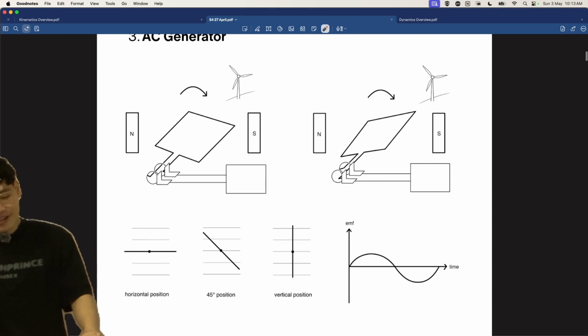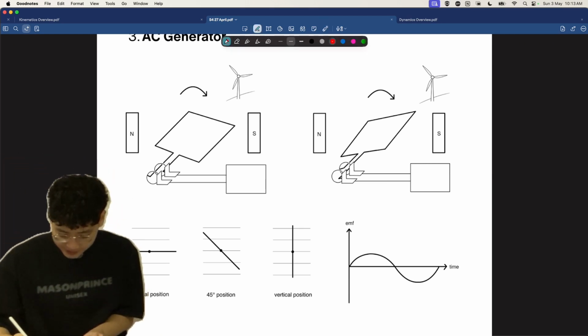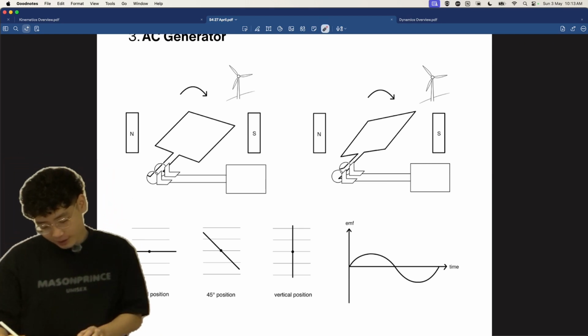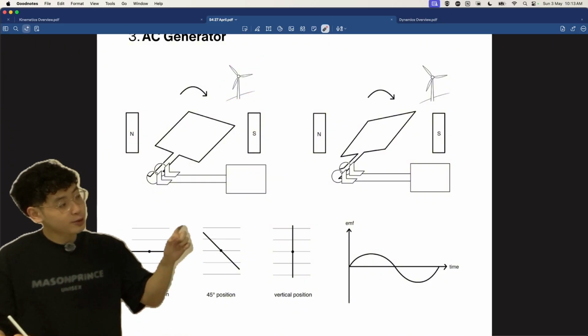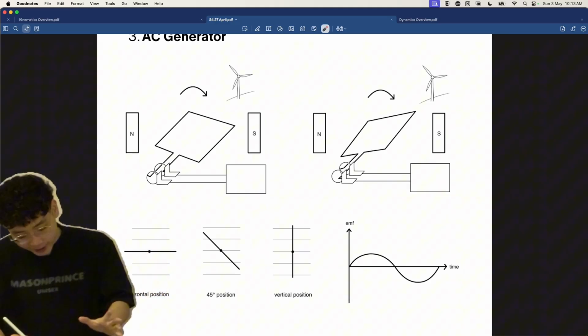Right, next thing is the AC generator. We need to know how to understand this. First of all, why did I draw this windmill? This is the force, right? So you've got to be clear on this.